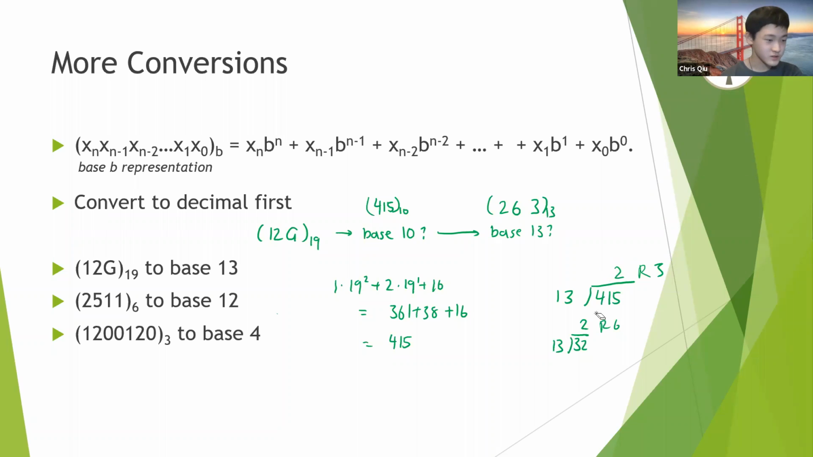And also, this is not 32, so my bad. This should be 31, remainder 12. So our remainder is 12. So our last digit will actually be C, because the digit for 12 in base 13 is C. And we can also take our quotient and divide by 13. So we'll repeat this process, and we'll have quotient 2 and remainder 5. And so our first two digits are actually 2 and 5.